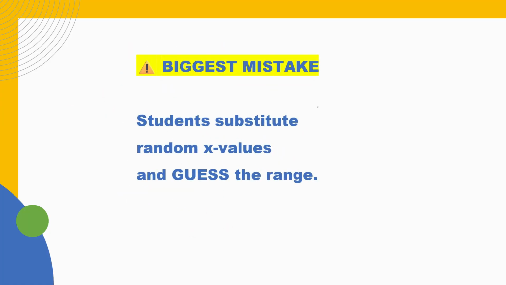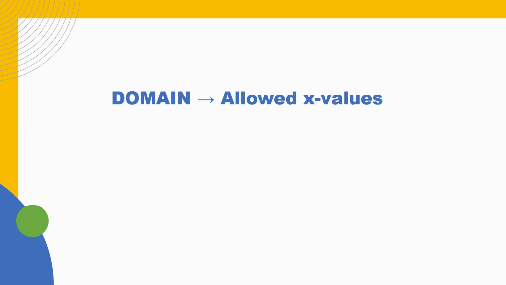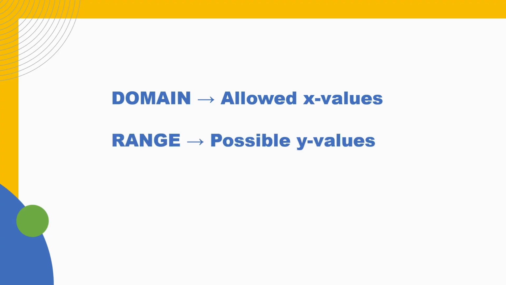The common mistake most students make while finding the range of a given function is that they just start substituting random x values in the function and guess the range. But this strategy will not work in competitive exams. It completely fails. So the domain means all allowed x values and range means possible y values.